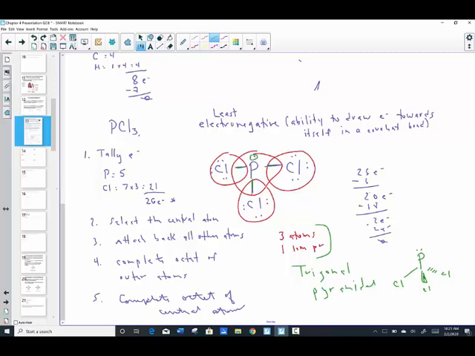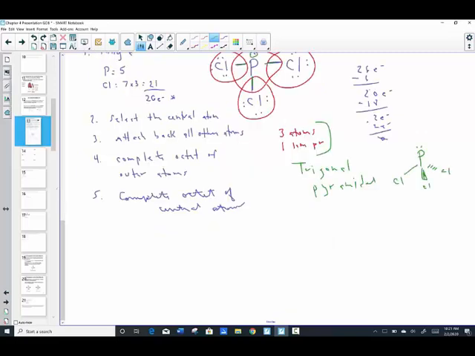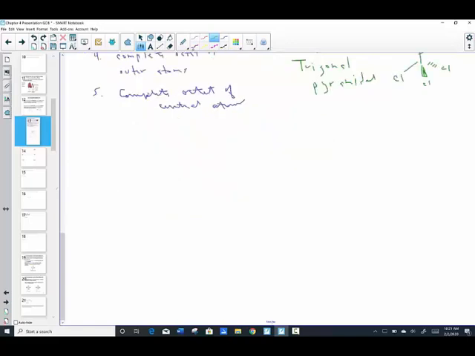What's next to draw? We're going to look at CH5N. All right, CH5N. That's our next example. So this is interesting. We've got CH5N. Again, a molecular formula tells us how many of each we have, but no idea of connectivity.